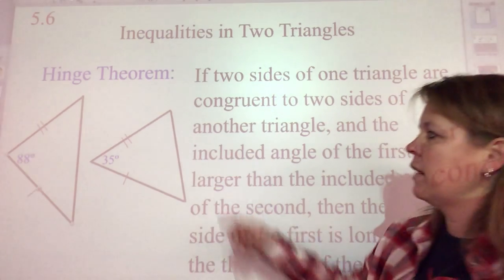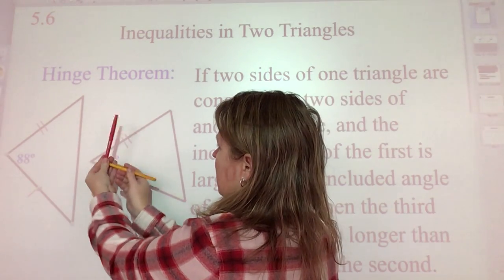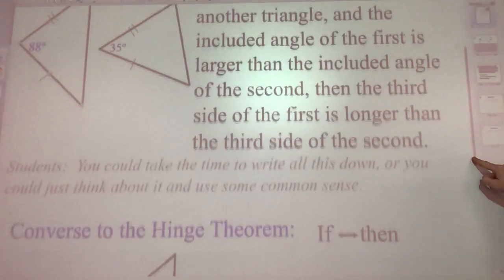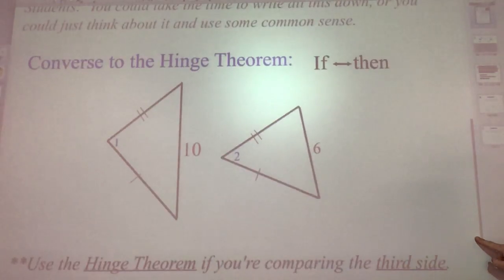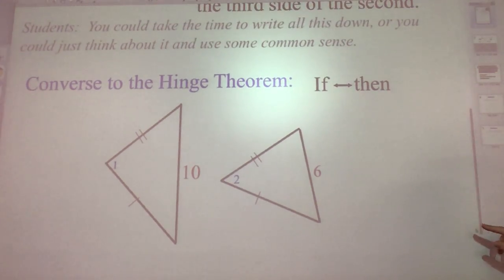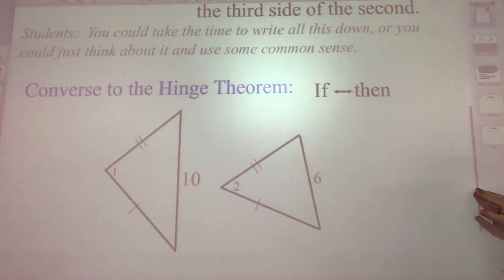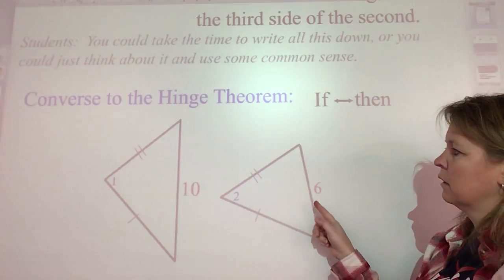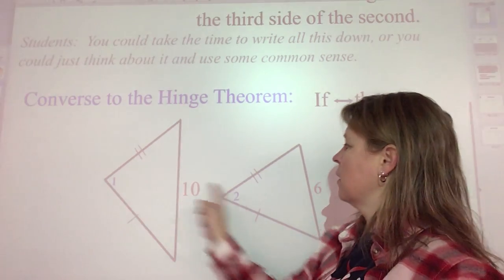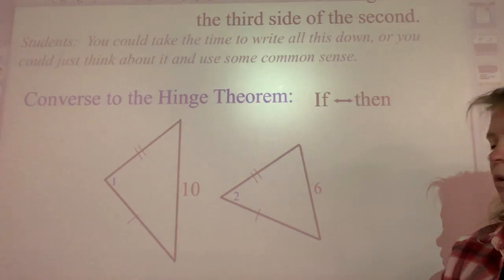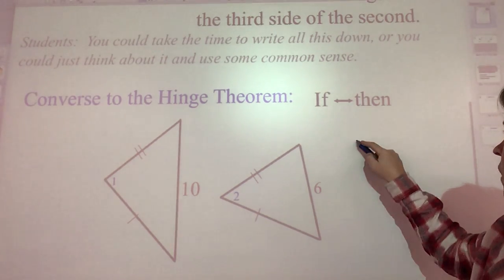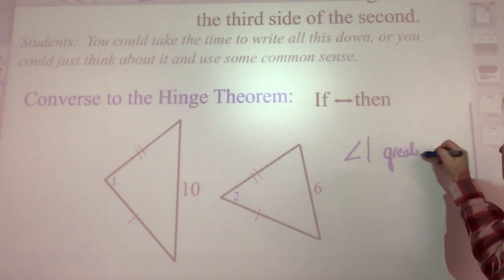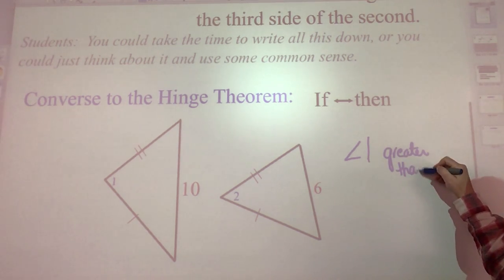But notice it does say the included angle. We're talking about the angle that's between the two sides. We've done that with triangles before. There is a converse to the hinge theorem. If we go all the way back to chapter 2 and talk about converses, that's basically saying if the side is bigger, then you know that angle 1 is bigger than angle 2. So it's the reverse order. You know, converse. Angle 1 is greater than angle 2.